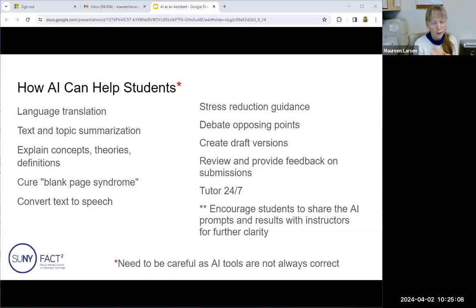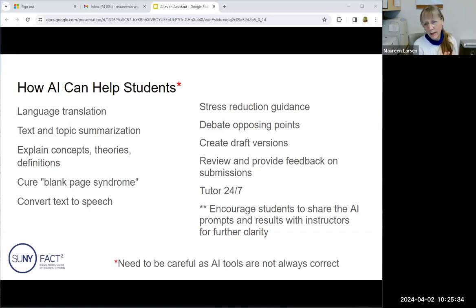Creating draft versions, create me a draft of, right? And this is, I think, one of the most used ways of it by faculty, students, whoever. Give me a draft email for this particular thing. Give me a draft letter, etc. It can review and provide feedback on submissions. Your students could finish writing their paper, submit it, and say, review this for me. Here's my main points. Am I hitting those main points? Where can I improve this? How can I make this better?